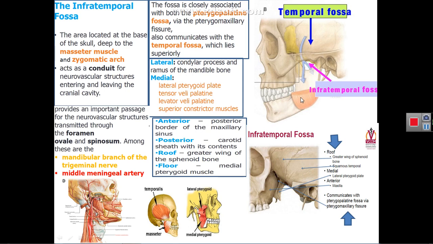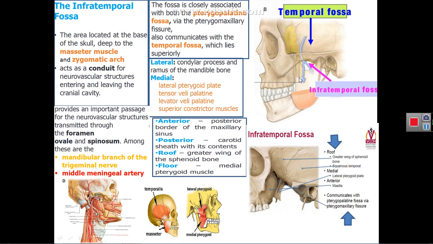Laterally, we have masseter, ramus of the mandible, and you know that the ramus of the mandible shows two processes. This process is called condyloid process, and that is called coronoid process. So, lateral boundary of the infratemporal fossa includes masseter muscle, ramus of the mandible with condyloid and coronoid process. You know that the condyloid process shows the head and neck of the mandible, and in between the condyloid and coronoid process, this notch is called mandibular notch.